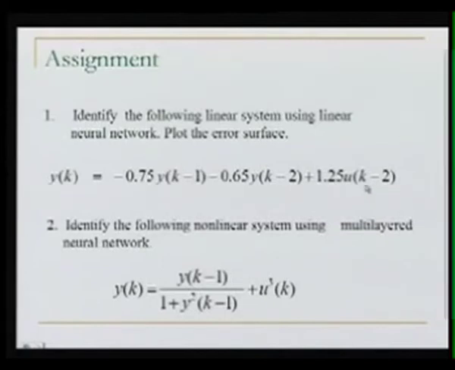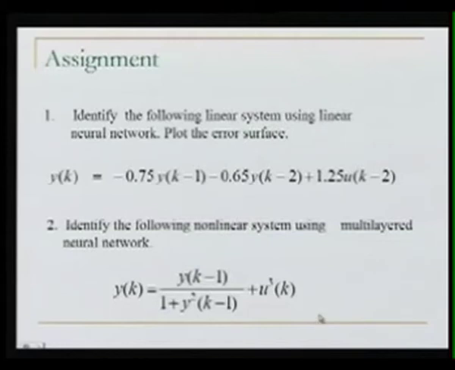Use the training data generated using this model, where u is a random number uniformly generated between 0 to 1, and use this input data to train the linear neural network, and you should finally get the answer. W1 should be minus 0.75, W2 should be minus 0.65 and W3 should be 1.25. This answer you should get.